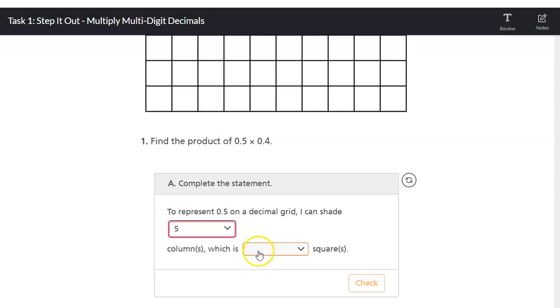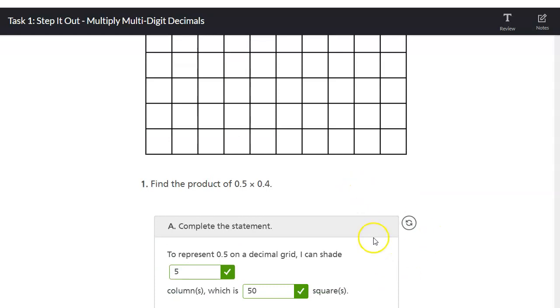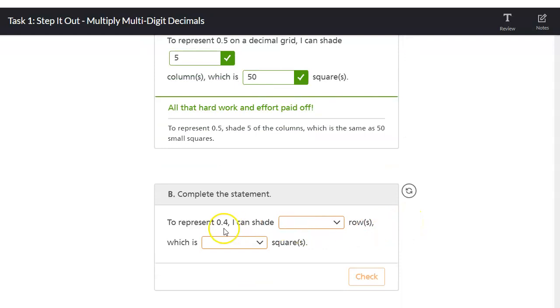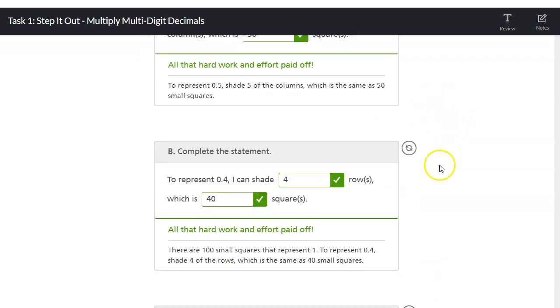So to represent 0.5 on a decimal grid, I can shade 5 columns, which is 50 squares. So if you check it, it's right there. So 0.5 is represented by 50 squares. To represent 0.4, I can shade in 4 rows, which is 40 squares. So up here, we did columns. Columns are up and down. Down here, we did rows. Rows go horizontal, back and forth.